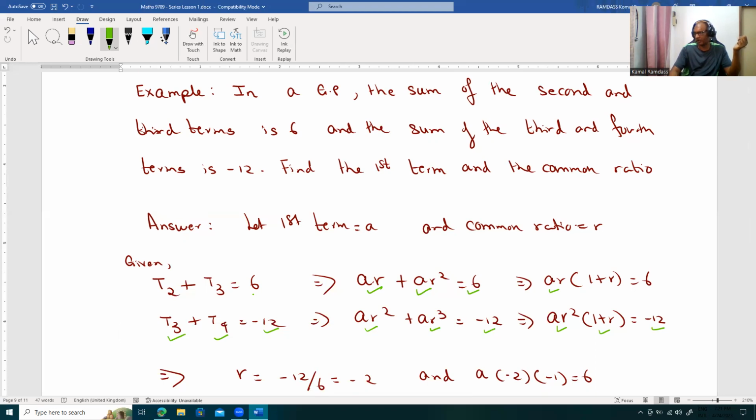I get R, because AR square divided by AR cancels, leaving only R, and 1 plus R cancels, so only R remains. R is equal to minus 12 over 6 is equal to minus 2. And then I substitute R into any equation. For example, I substitute R as minus 2: A times minus 2, multiplied by 1 plus minus 2 is minus 1, A times 2 is equal to 6, A is equal to 3.